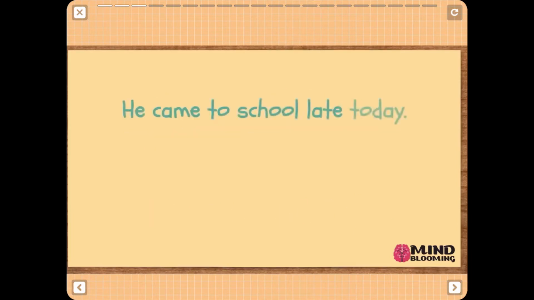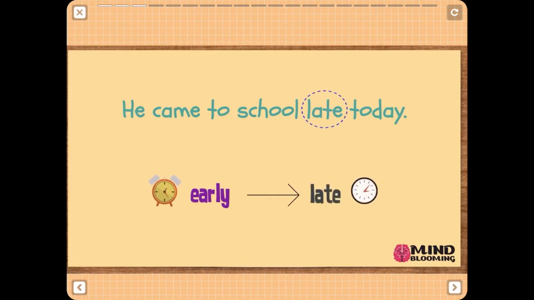He came to school late today. Which word in this sentence is the antonym or the opposite meaning of the word early? If you said late, then you are correct. Late and early have opposite meanings, therefore they're both antonyms.